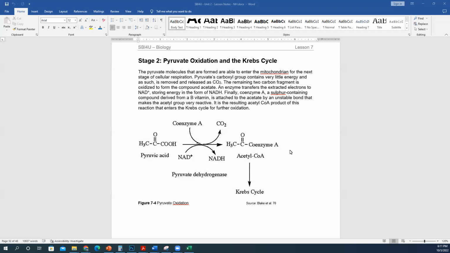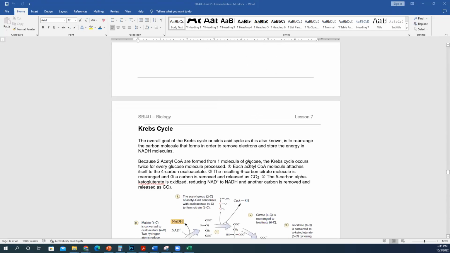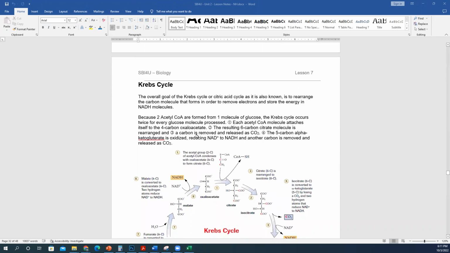And if we look back at our pyruvate oxidation stage, we see that from each molecule of pyruvate, we get 1 molecule of acetyl-CoA. So if we look back, we see that these 2 molecules of acetyl-CoA are ultimately formed from 1 molecule of glucose. And so essentially this Krebs cycle has to happen twice for every molecule of glucose, because every molecule of glucose produces 2 acetyl-CoA, and each acetyl-CoA goes through this cycle, so it has to happen twice for each molecule of glucose.